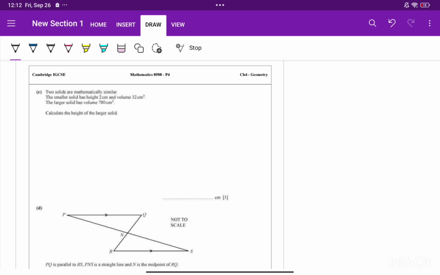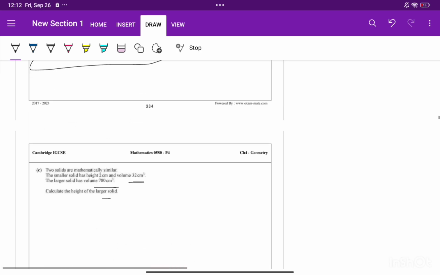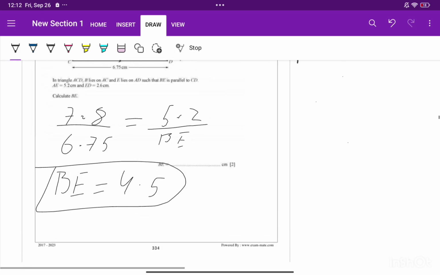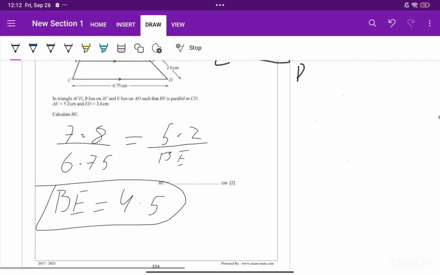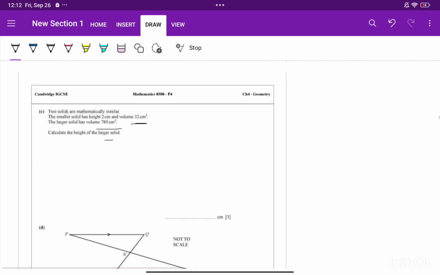Two solids are mathematically similar. So okay, the word similar is used, and the smaller solid has height 2 and volume 32, and the larger solid has volume 780 centimeter cube. Find the height of the larger solid. Okay, so this question will be solved like part B, but the only difference is that the volume is in centimeter cube. So we have to remove this cube. To remove this cube, we will use the cube root.